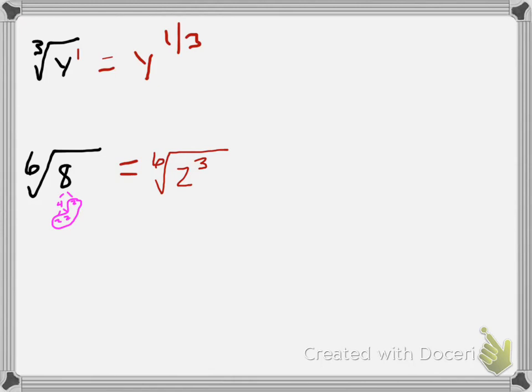Then write your rational exponent, which would be what? It would be 2 to the 3/6 power. And then tell me more. It'd be 2 to the 1/2. So the 6th root of 8 is the same exact thing as the square root of 2. They're the same number.